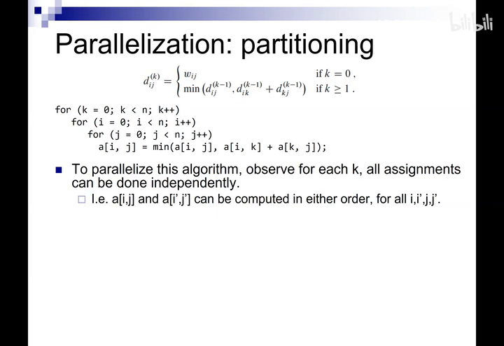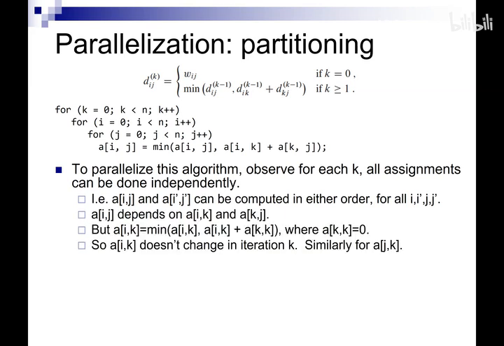However, are there dependencies between the different dij values? Once you fix a value of k, are there dependencies between the different dij k values? The claim is that there are no dependencies once you fix a value of k. For a given value of k, aij and a i prime j prime can be computed in any order. So that's the claim.